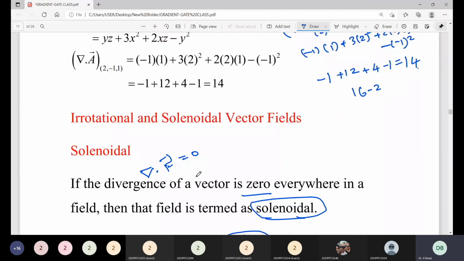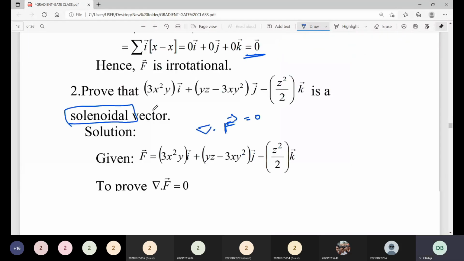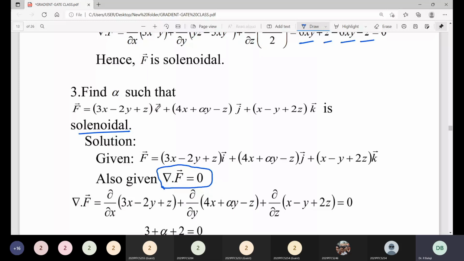Now, solenoidal and irrotational vector fields. Solenoidal means the dot product del dot f is equal to zero. Divergence means del dot f, the dot product. Curl means the cross product. Whereas solenoidal means del dot f is equal to zero. That is the formula. For irrotational, del cross f is equal to zero. Del cross f equal to zero is the formula. And here we are finding the alpha.